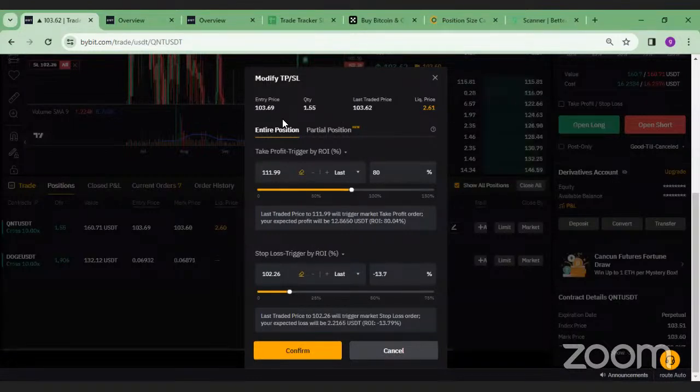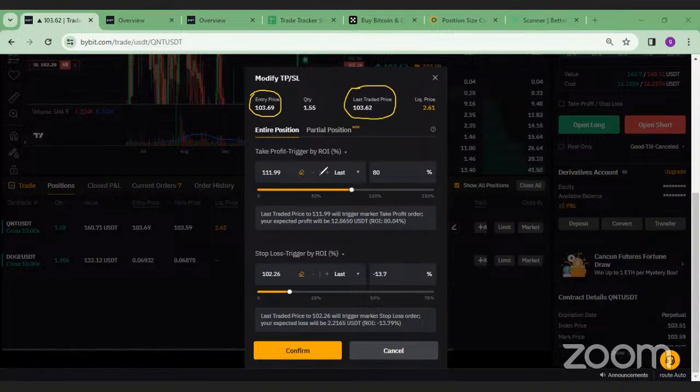Now, when this thing pops up, at the top here it will tell you this is your entering price, okay? It will tell you that this is the current price. So now let's say the price has moved to like 104. It means that you're already in profit, okay?